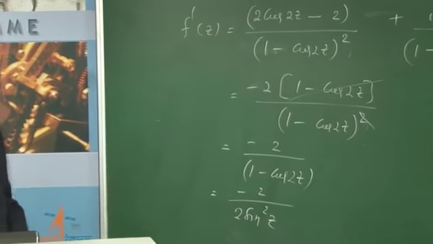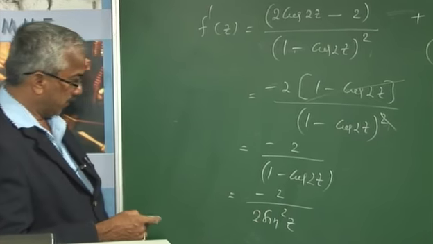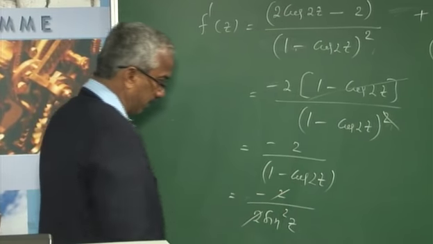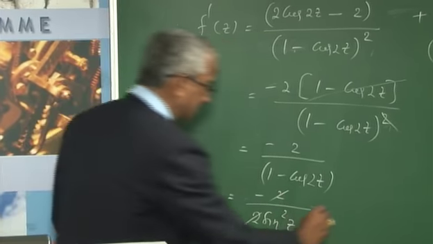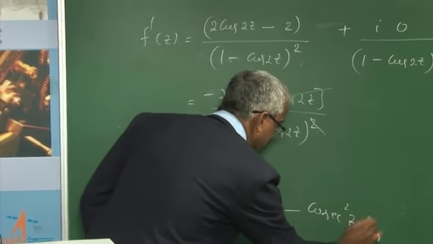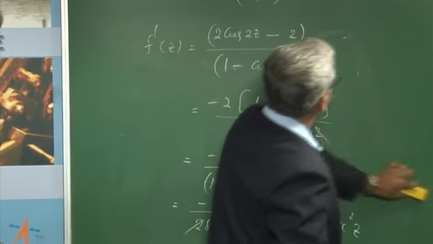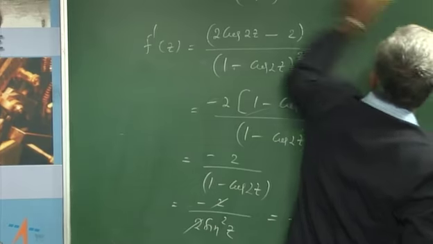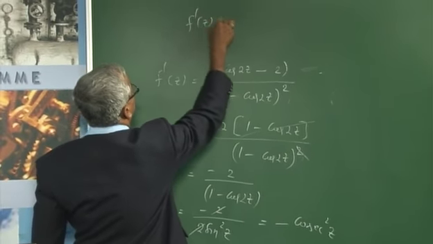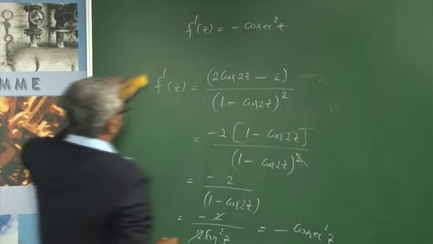We know that 1 minus cos 2z is 2 sin squared z, because sin squared z is equal to 1 by 2 into 1 minus cos 2z. I use this formula and then the 2 gets cancelled. This gives minus cosecant squared z. So minus cosecant squared z is equal to f dash z.